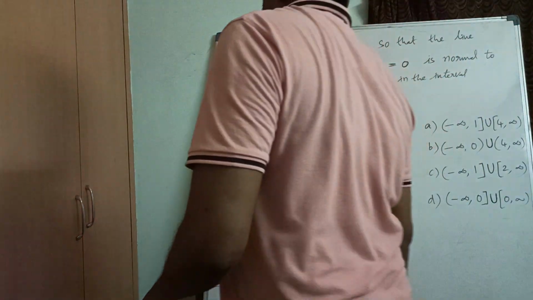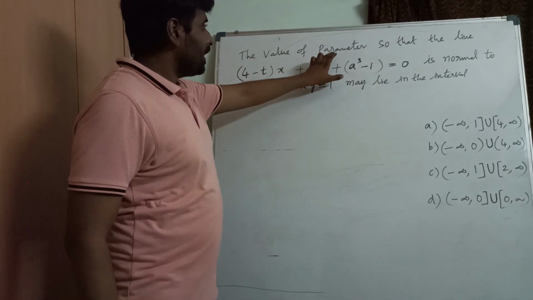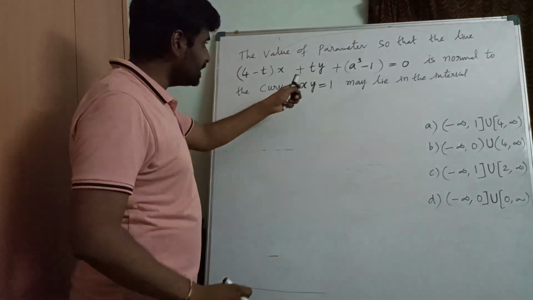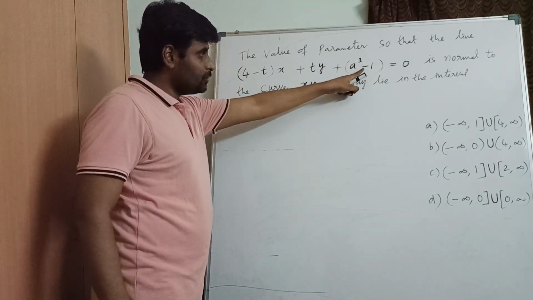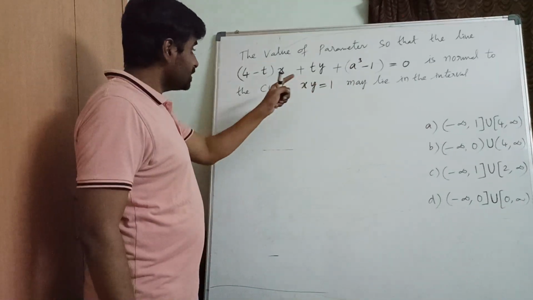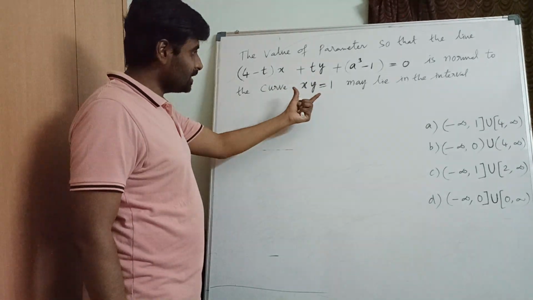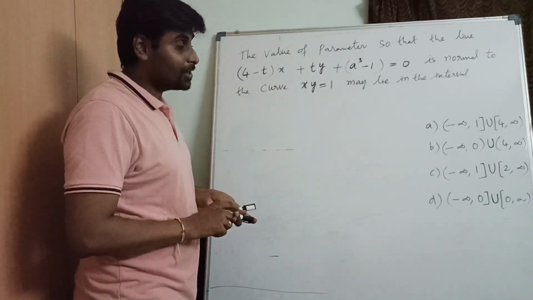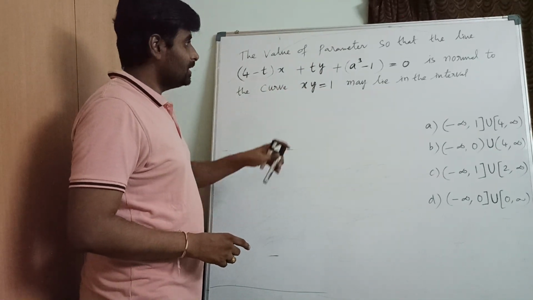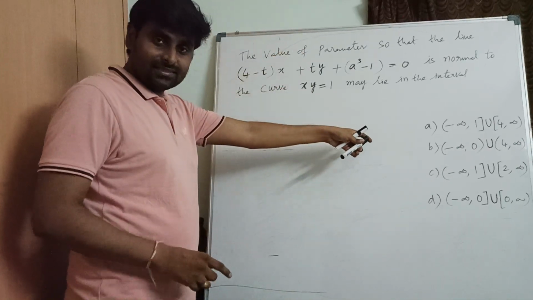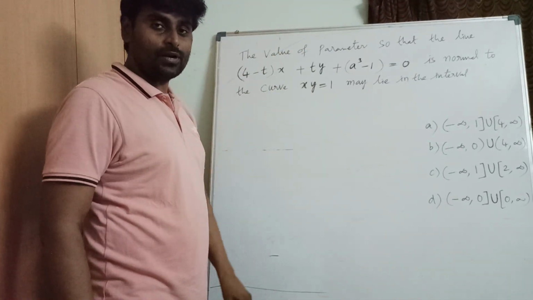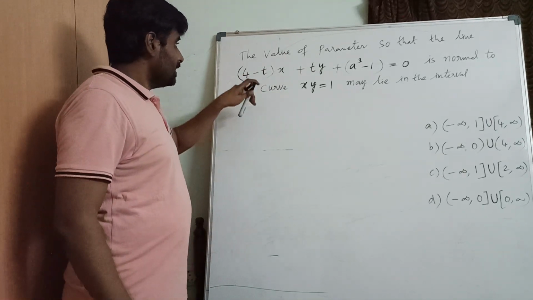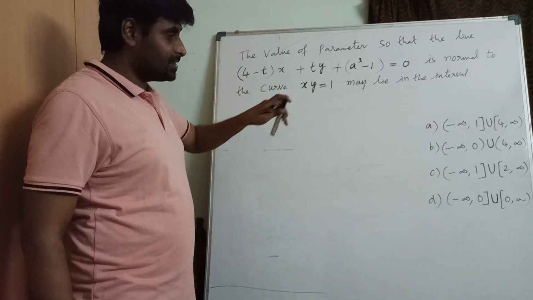So now solve this question. Find the values of the parameter so that the line (4 - t)x + ty + a^3 - 1 = 0 is normal to the curve xy = 1. So what is the curve? xy = 1. And what is the equation of the line which is normal to this curve? And in which of the following intervals does that parameter lie? What is the parameter here? t. So here the equation of the normal is given for this curve, correct?